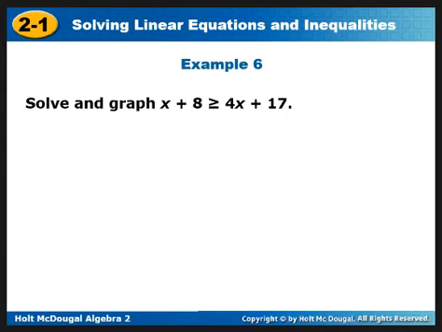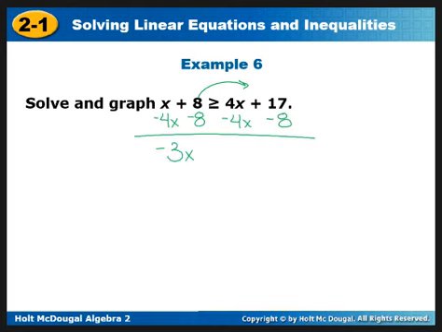Here's another example. I'll just kind of buzz through this one real quick. Again, I'm going to subtract 4x from both sides, and at the same time I'm going to move this 8 over there, so I'm going to subtract it over to the other side. I'm going to be left with a negative 3x is greater than or equal to 9. Again, I end up dividing by a negative, so x, I have to change the direction of the sign, is going to be less than or equal to negative 3.